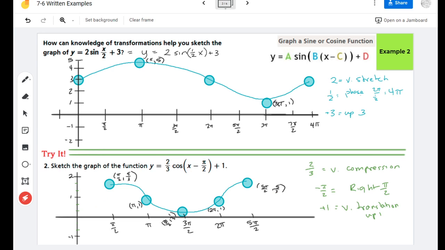So there we have it, guys. That's how to graph a sine or cosine function. Until next time.